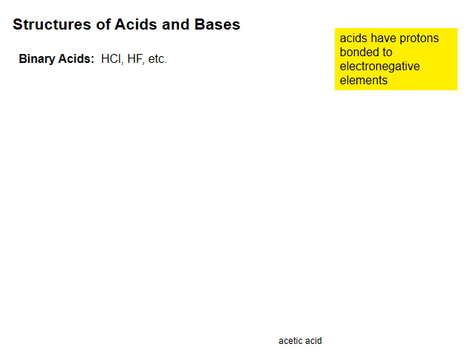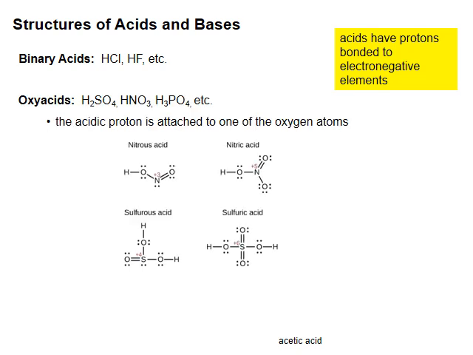Acids have protons bound to electronegative elements. Oxyacids are one or more protons attached to polyatomic ions that contain oxygen atoms. Some examples are sulfuric acid, nitric acid, and phosphoric acid. Note that in each case, the acidic proton, the one that can be donated to water, is bonded to one of the oxygen atoms.